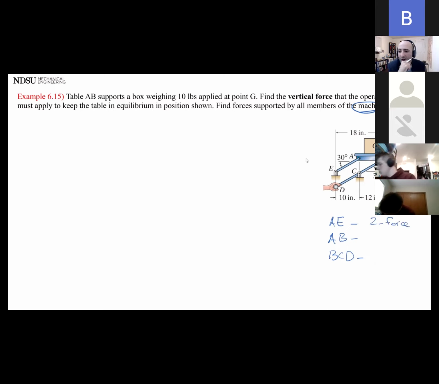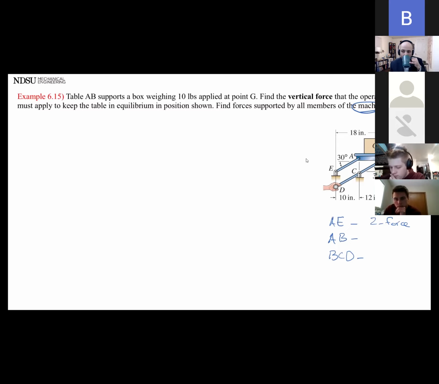Why? Because all I see is a member, it's pinned at the end, and there's nothing pinned in the middle, there's no force in the middle. Everything that is applied to this member should be only at the ends. Okay, what about AB? That one is also only pinned at the ends. So is AB a 2-force member or a 3-force member?